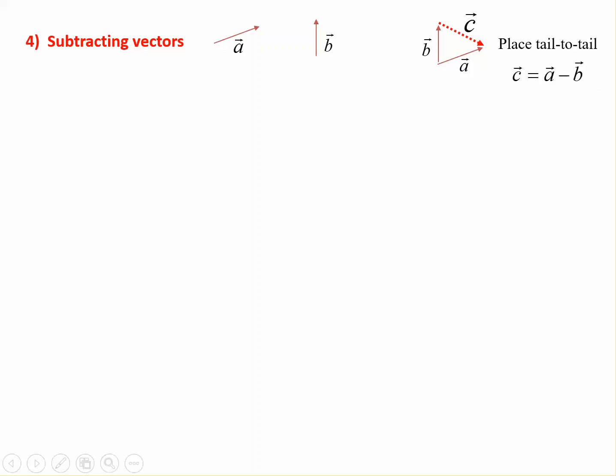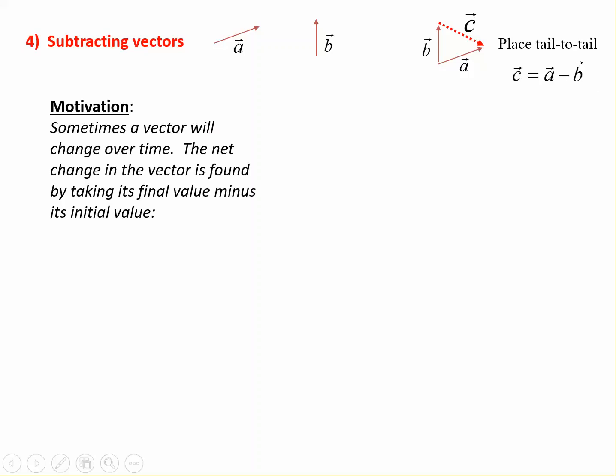Now, where does this arise in practice? Well, in physics, you'll often find that vectors can change in time. So suppose, for example, I have a vector that's originally pointing like this. I labeled it A initial. That's what the vector looks like at the beginning. But then later on, let's say the vector now looks like this. This is what it looks like at a later time. I call that A final. So the vector has clearly changed. And if I want to know by how much this vector has changed, I'm going to subtract these vectors. I'm going to take A final minus A initial.